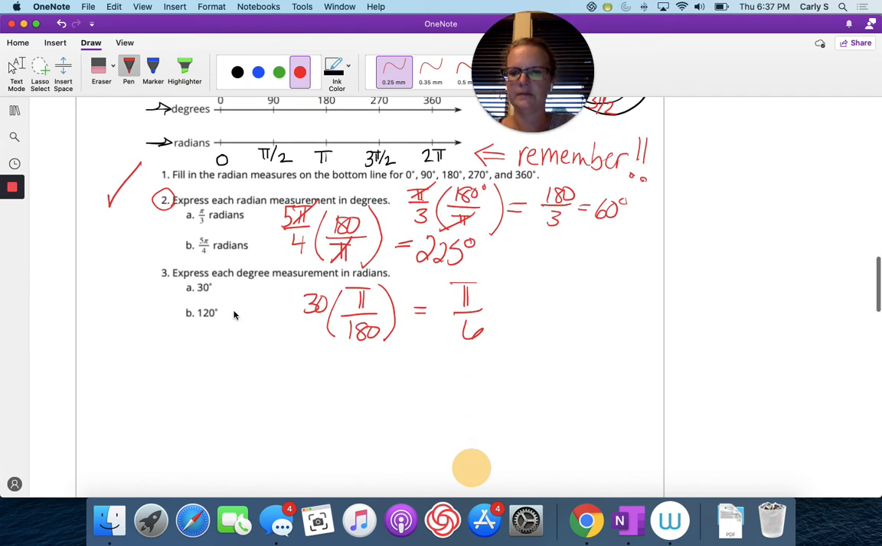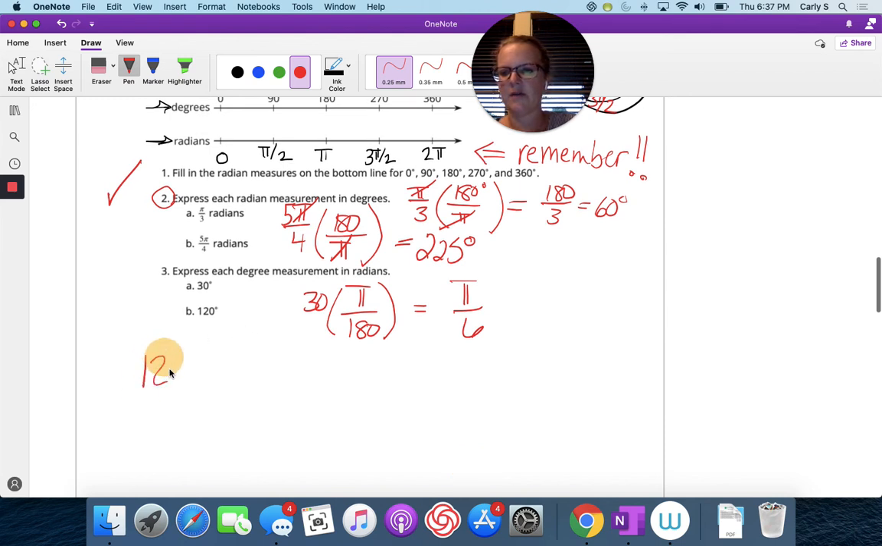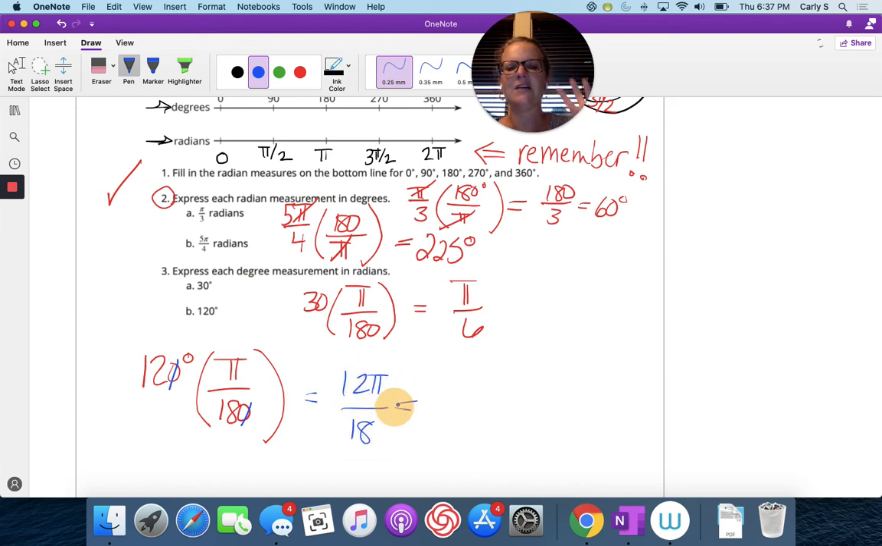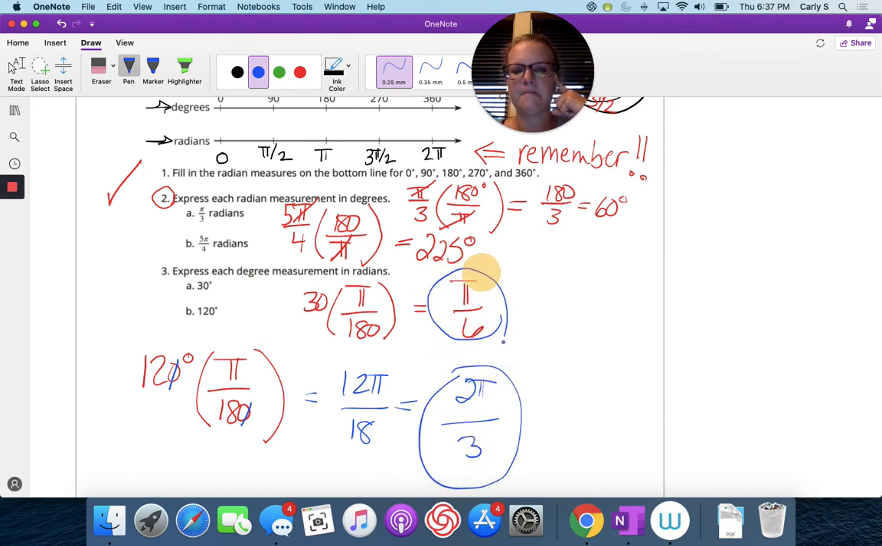All right, let's do 120. So I have 120 degrees. I want pi on top, because that signifies things being written in radians, and 180 on the bottom. I know the zeros can cancel. That gives me 12 pi over 18. If I simplify that, I can divide by 6. 6 goes into 12 two times, and 6 goes into 18 three times, so the answer is 2 pi over 3. Cool? Cool.